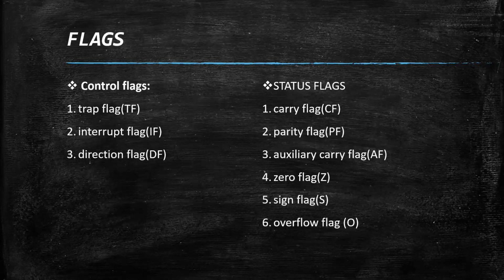In the slides, we have also discussed flags. The flags are in two parts, control flags and status flags. The control flags are divided into three parts, and the status flags are divided into six. The control flags are the interrupt flag and direction flag, along with the trap flag. The status flags are the carry flag, parity flag, auxiliary carry flag, zero flag, sign flag, and overflow flag.